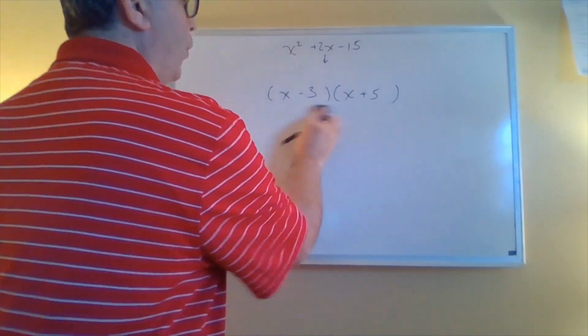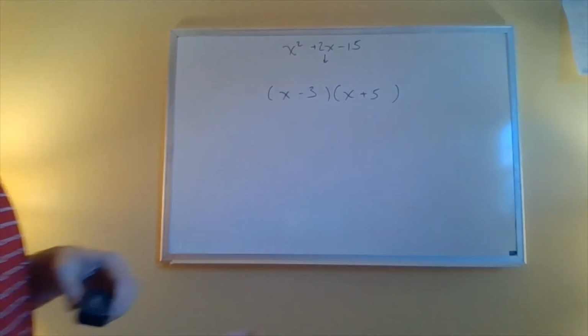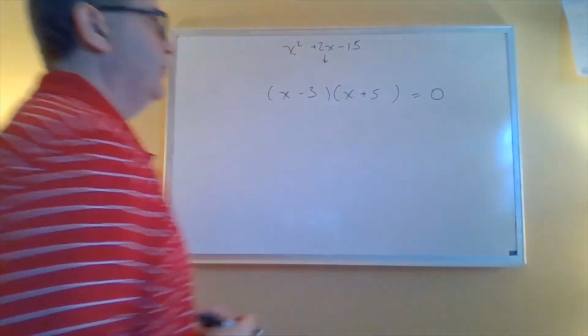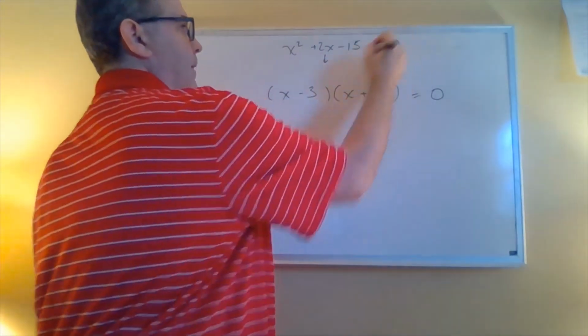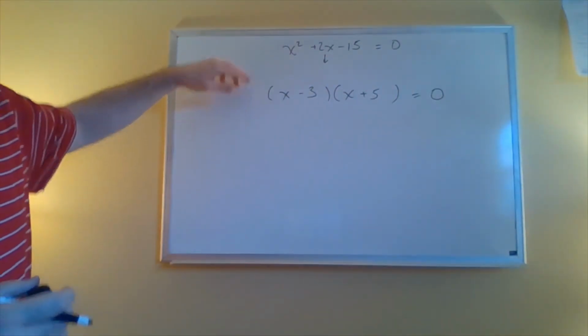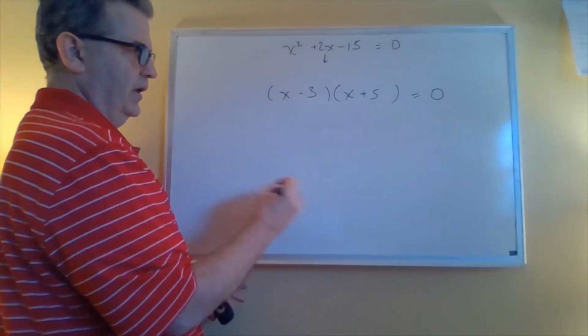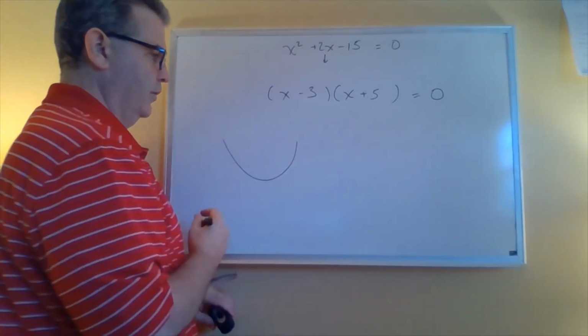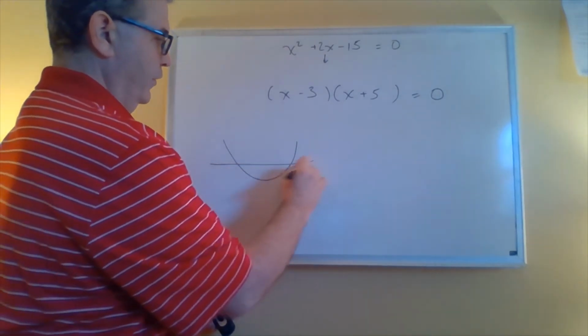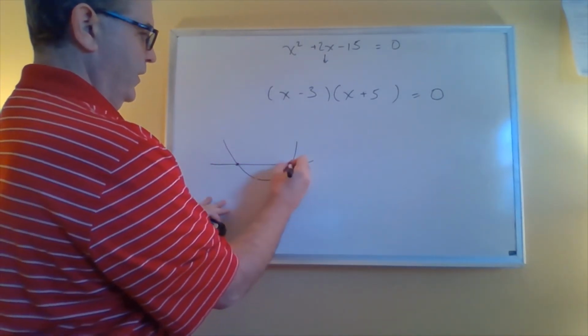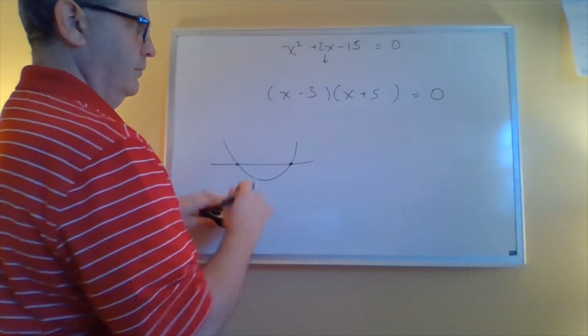So why do we factor these things? Remember, these are equal to 0. We want to find the solutions of this equation. What I mean by solutions is, when we graph this, and we'll get into this later, it's going to be a parabola like this. Where is it going to cross the x-axis? At our solution points.